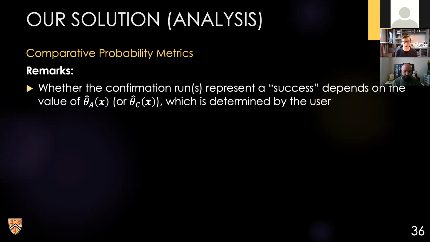So for example, if your probability of agreement is 0.8, is that high enough for you to be confident saying that your confirmation results agree with your predicted model? Maybe it is, maybe it's not. That's up to you to decide as the practitioner.